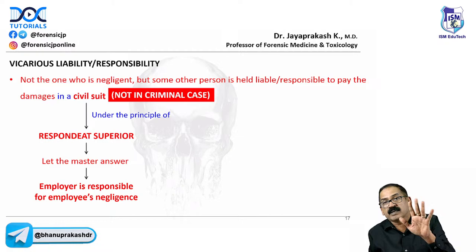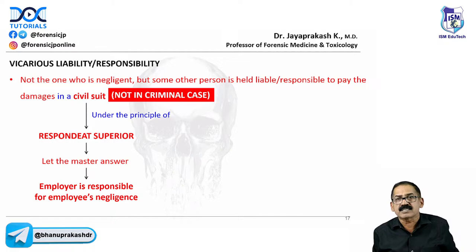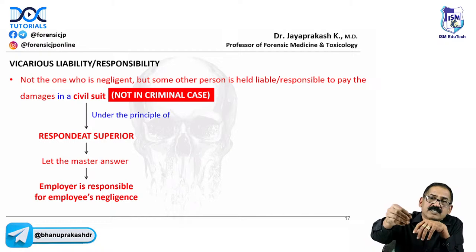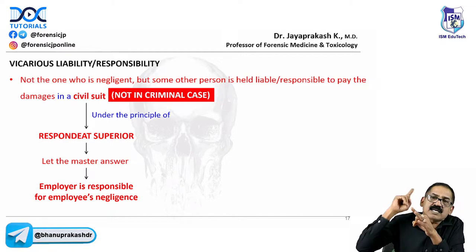Junior, senior, nothing like that. Why is a senior responsible for a junior's negligent act? Or which senior? If you are a first year resident, second year is your senior. Third year are senior, lecturers are senior, assistant professor, professor, HOD, everybody is senior. Are all responsible or what?